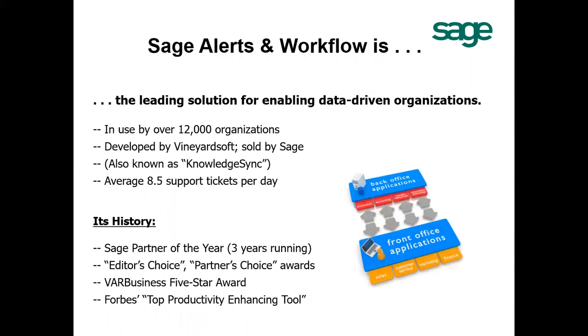So, Sage Alerts and Workflow, just to give you an idea of how long it's been performing these duties for companies like Toyo Inc., it's been around for almost 20 years now. It's in use by over 12,000 organizations worldwide. It's developed by my team here, but also sold by Sage Software. And in fact, in the Sage world, it's sold under the name Sage Alerts and Workflow. My team referred to it as Knowledge Sync.